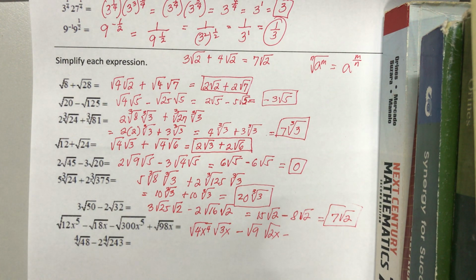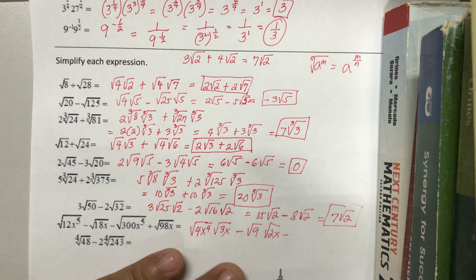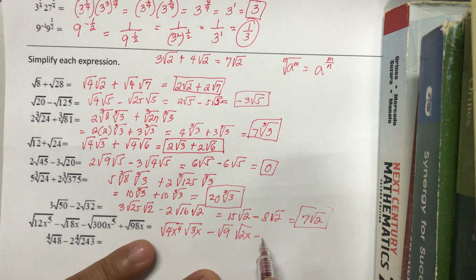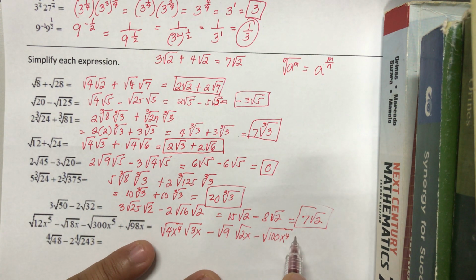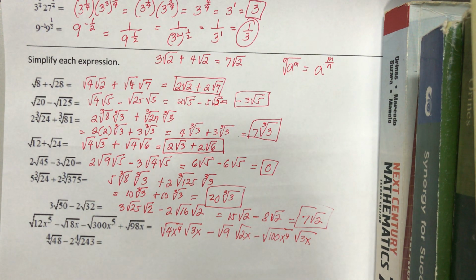On the other hand, the square root of 300x to the power of 5 will then be rewritten as the square root of 100x to the power of 4 times the square root of 3x, since 100 times 3 is 300, while x to the power of 4 times x is x to the power of 5. Multiplying expressions with the same base means adding their exponents.